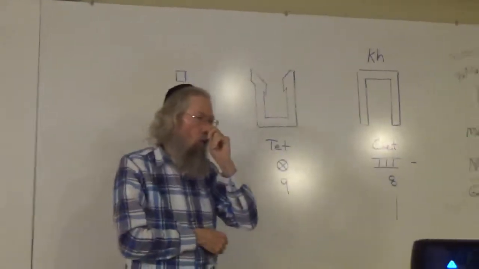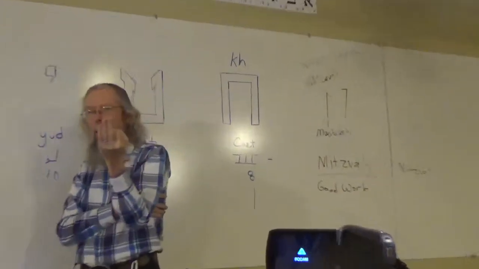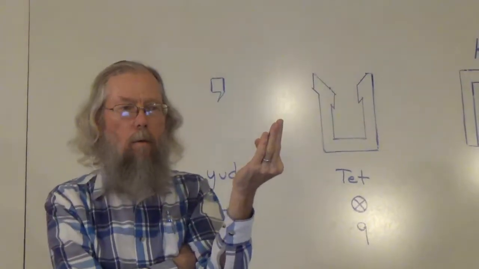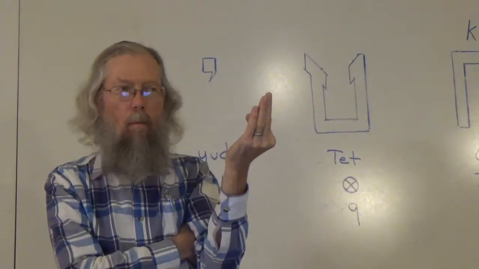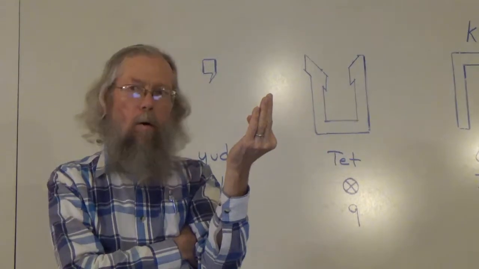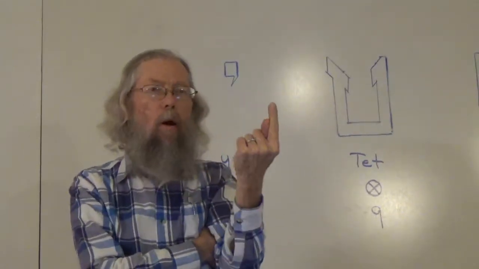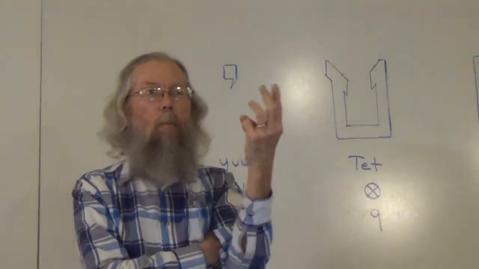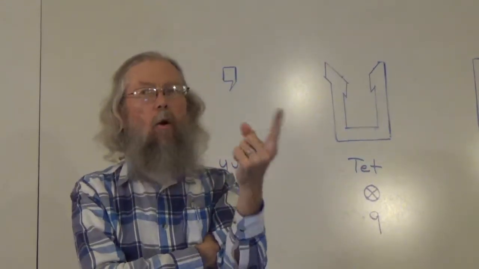So, we just finished up teaching on the Ten Commandments, on keeping the Sabbath, keeping Shabbat. Exodus 20, verse 8. Remember Shabbat to keep it holy. Right? Yes. You shall not do any work. Now here's a very important thing. It says, you shall not do any work, neither you, nor your son, nor your daughter, nor your male servant, nor your female servant, nor your ox, nor your donkey.